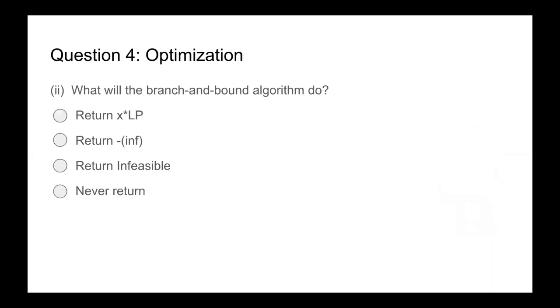So now moving on to what the branch and bound algorithm will do in these particular cases. When the LP solution is given, but the IP solution is infeasible, then our branch and bound algorithm will return infeasible. And that's because it was unable to find a solution to the integer programming problem for that particular set of constraints.